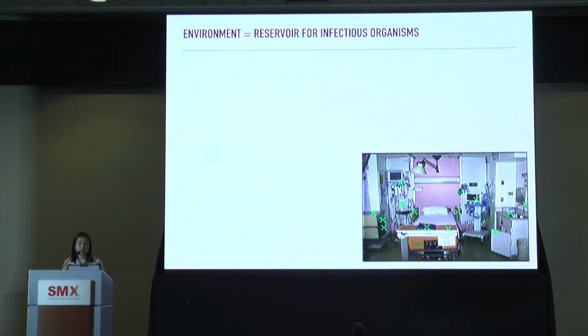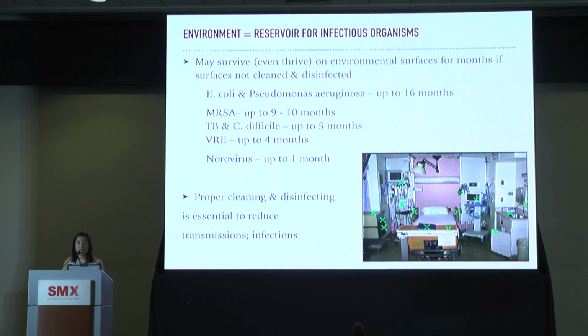We all know that the environment can act as a reservoir for infectious organisms. Some organisms can survive or even thrive on environmental surfaces for months if not properly cleaned. For example, your E. coli and your Pseudomonas can persist up to 16 months, your MRSA up to 9 to 10 months, TB for up to 5 months, and VRE up to 4 months. So proper cleaning and disinfecting is essential to reduce transmission and eventually infection.